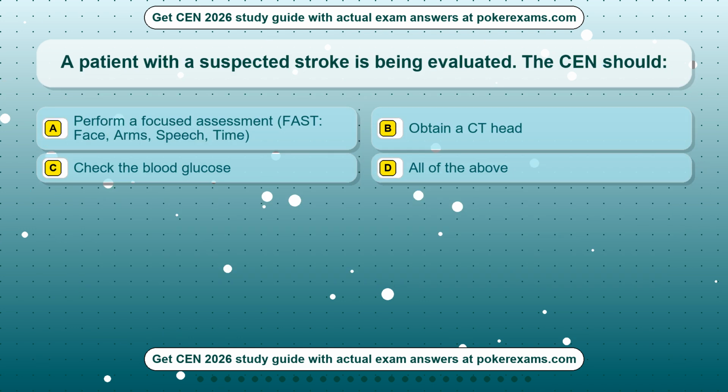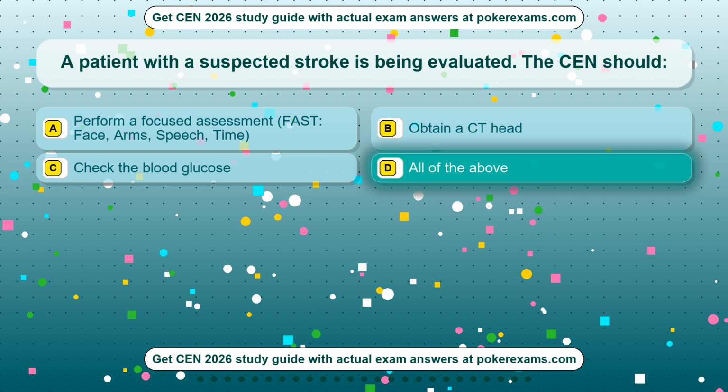Question 22. A patient with a suspected stroke is being evaluated. The CEN should: Option A. Perform a focused assessment, FAST: face, arms, speech, time. Option B. Obtain a CT head. Option C. Check the blood glucose. Option D. All of the above. The correct answer is option D.